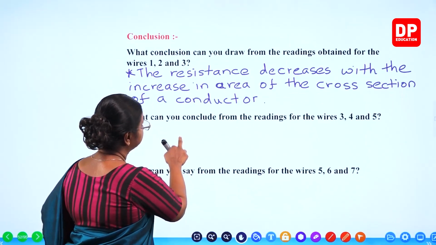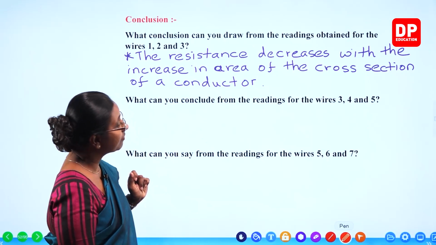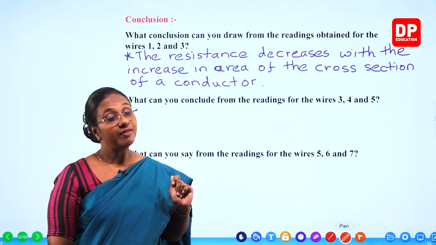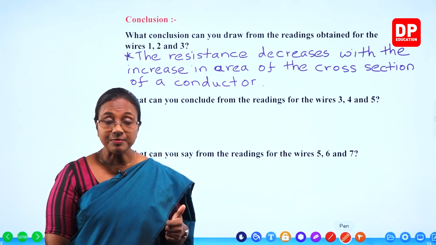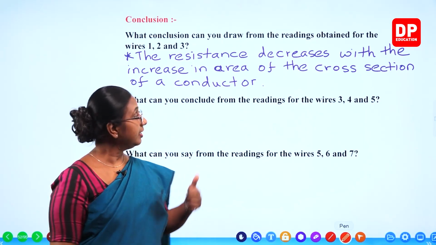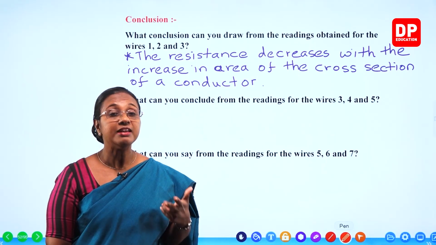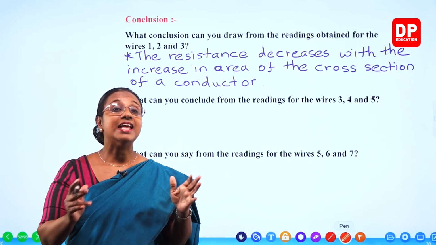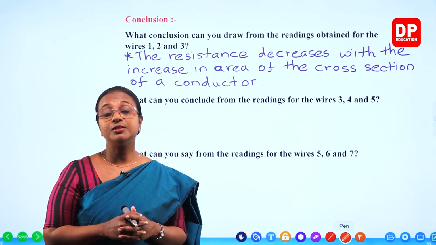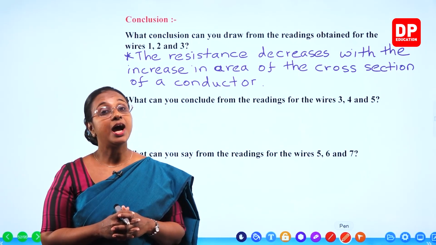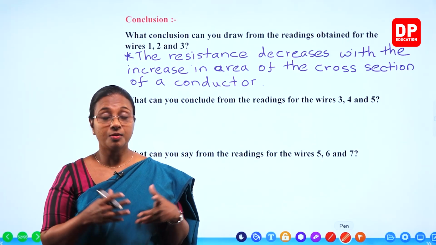Then what did we have? What can you conclude from the readings for the wires 3, 4 and 5? What were they? 3, 4 and 5, they had the same length, they had the same cross-sectional area, but 3 was a nichrome wire, 4 was a copper wire, and 5 was an iron wire. And their resistance was different. How? The current flowing through those conductors varied. How did they vary? There was more current flowing through the copper conductor.